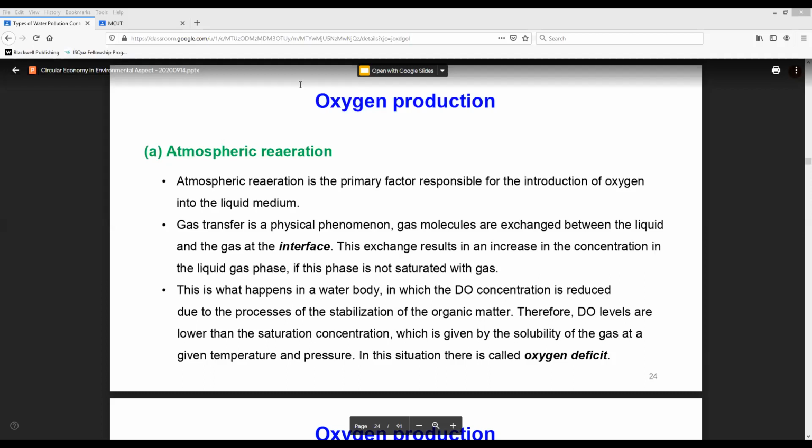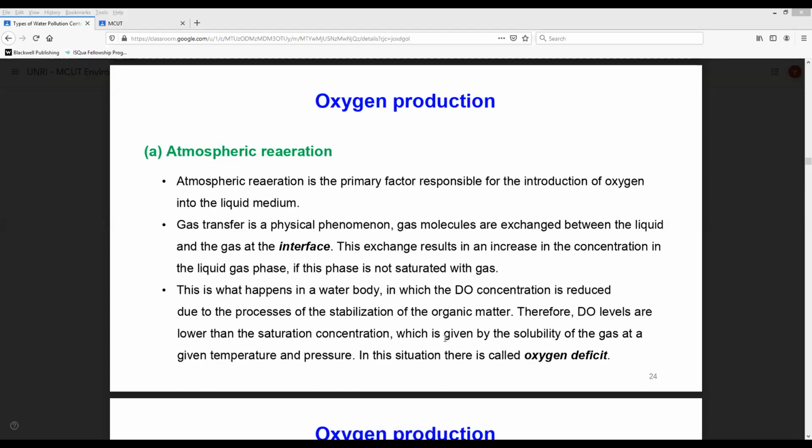Transfer is a physical phenomenon. The gas molecules are exchanged between the liquid and the gas interface. So it means the oxygen will exchange with kind of like a surface of the water. So on the surface of water, the oxygen is going to be exchanged in this area. And this exchange results in an increase in the concentration in the liquid gas phase.